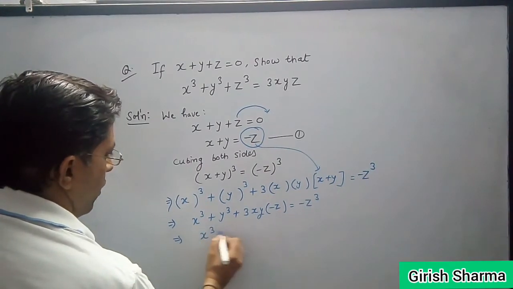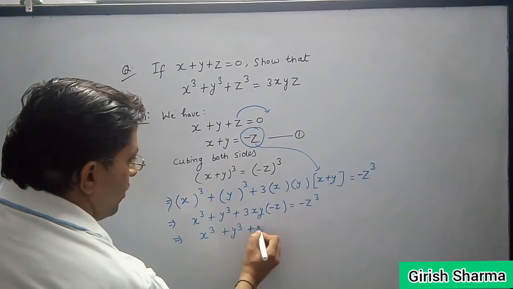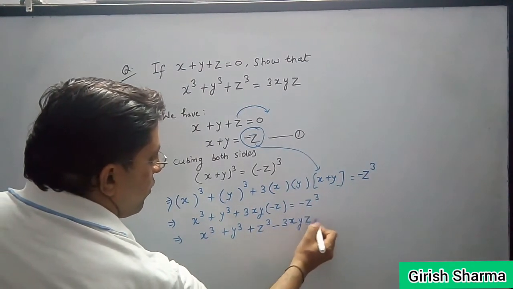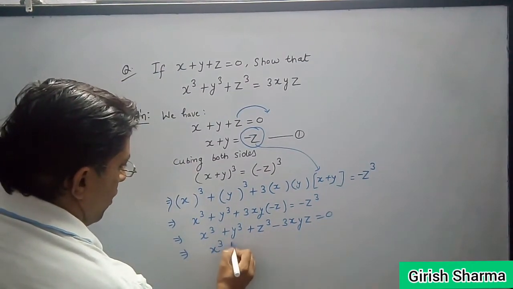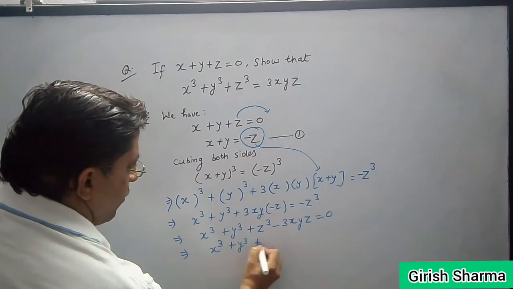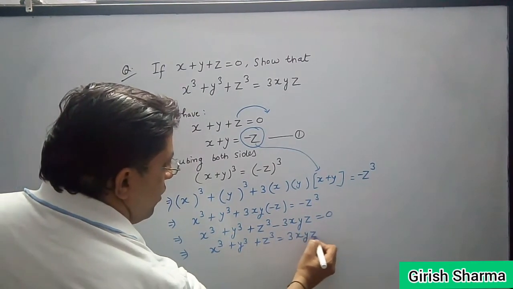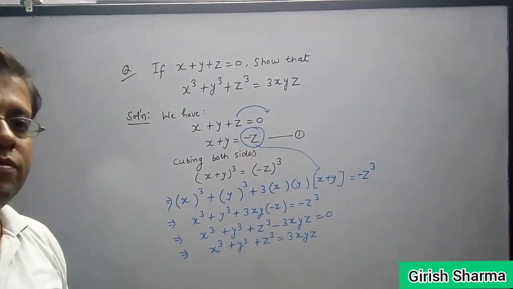Okay. x cube plus y cube minus z cube, and come with this side, then plus z cube minus 3xyz is equal to 0. And last is x cube plus y cube plus z cube is equal to 3xyz. This is the answer.